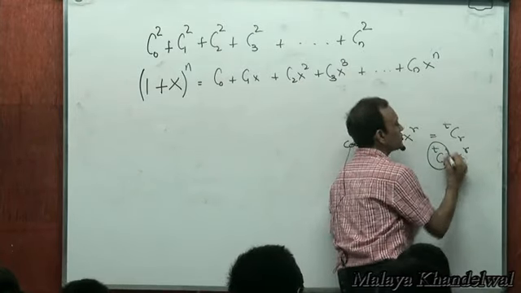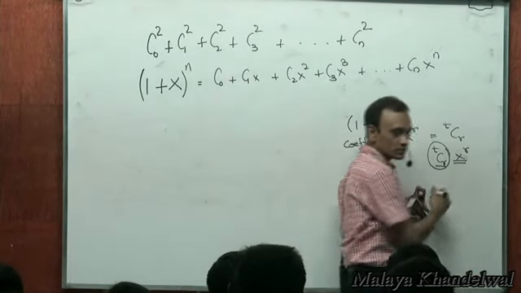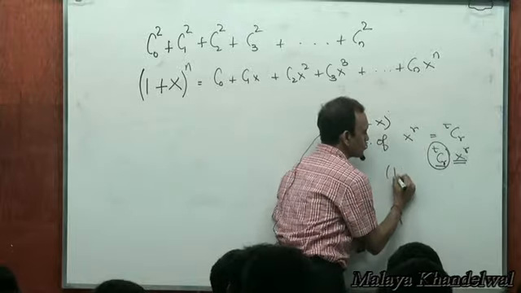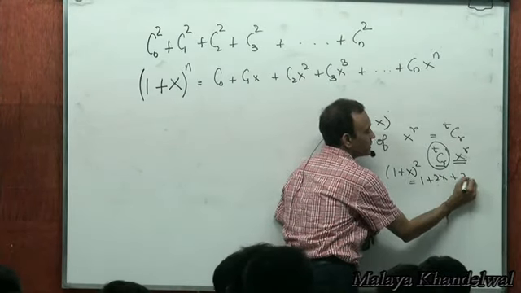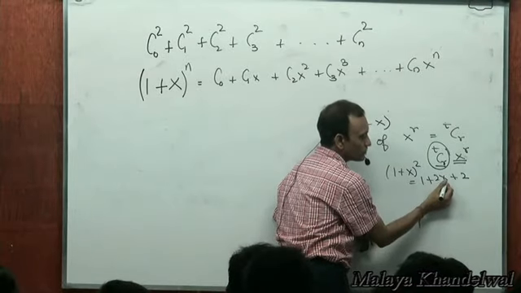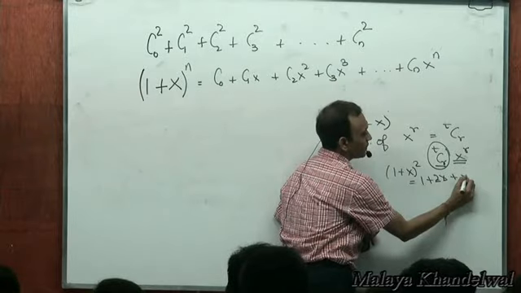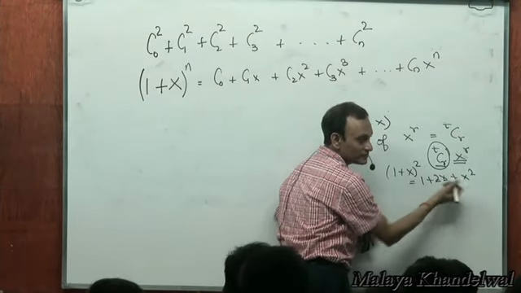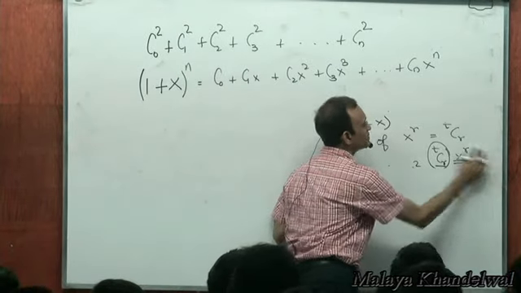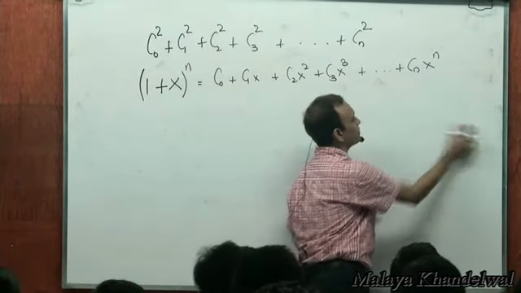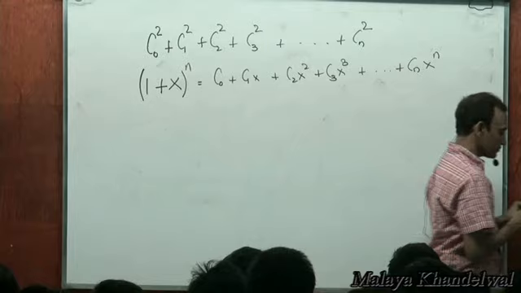The coefficients are always different from these, isn't it? 1 plus x whole squared is 1 plus 2x plus x squared. Coefficient of x power 0 is 1. Coefficient of x power 1 is 2. Coefficient of x square is 1. Why should that contain x, right? Coefficient of x power r in the expansion of 1 plus x power t would be tCr always, right?